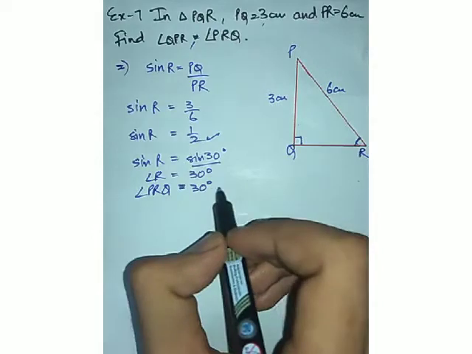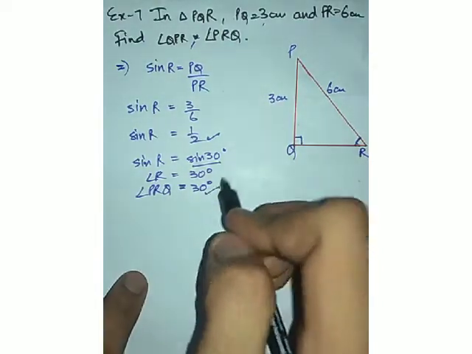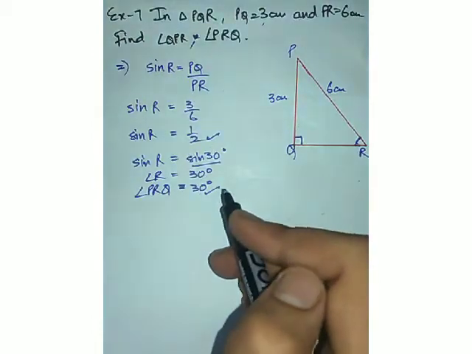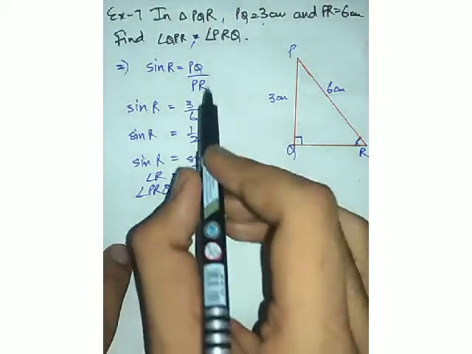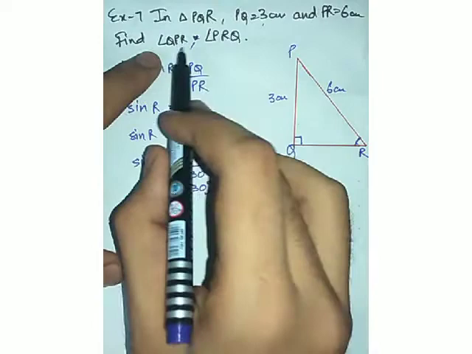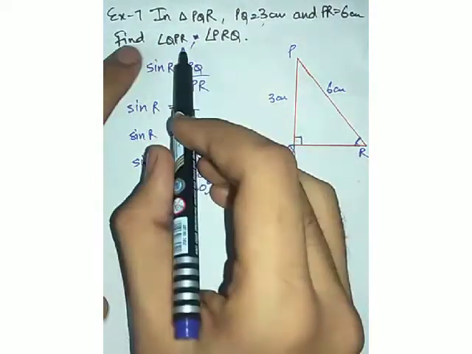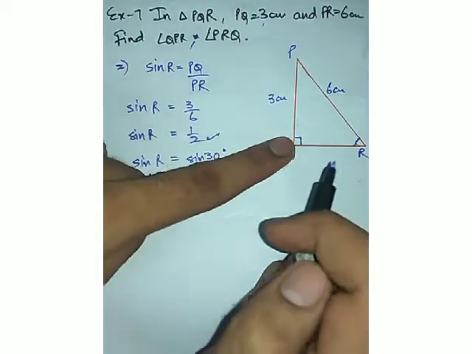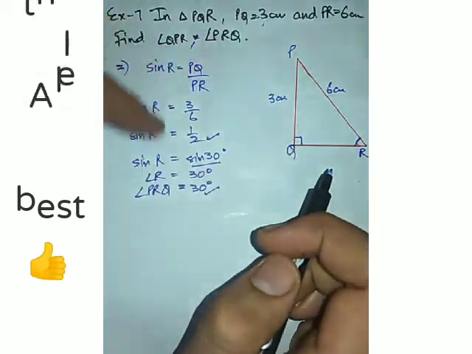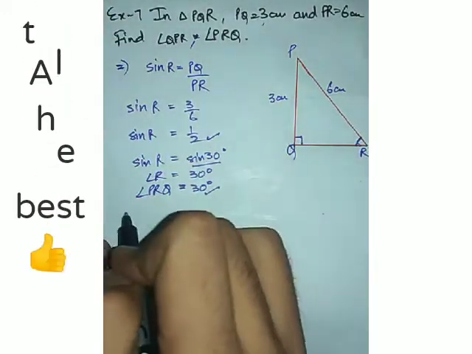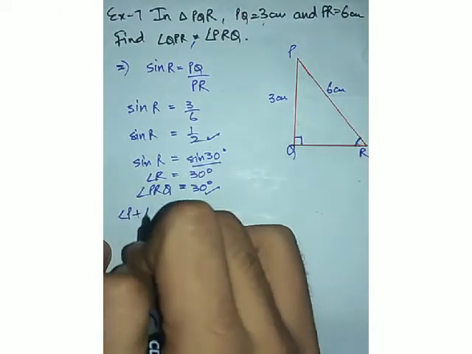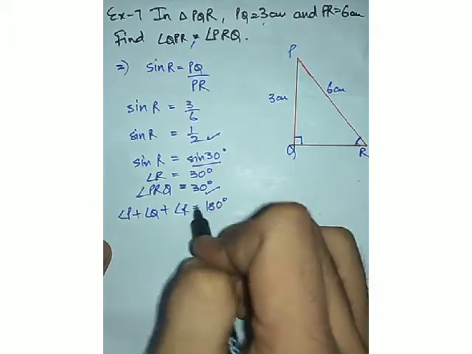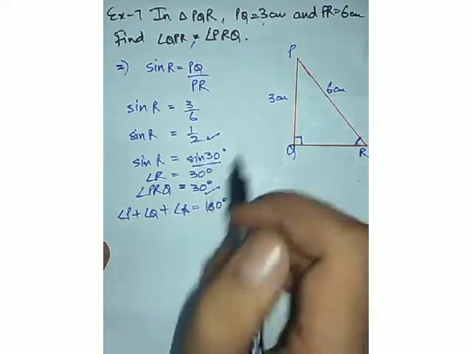Okay, so now it's very easy. You have found angle PRQ. Now you can easily find angle QPR. You can also take any other trigonometric function and then find the angle QPR, I'm sorry. And also you can apply the angle sum property of triangle. One angle is 90 degree and the other is found to be 30 degree. So you can easily write that angle P plus angle Q plus angle R is equal to 180 degree because this is the angle sum property of a triangle.